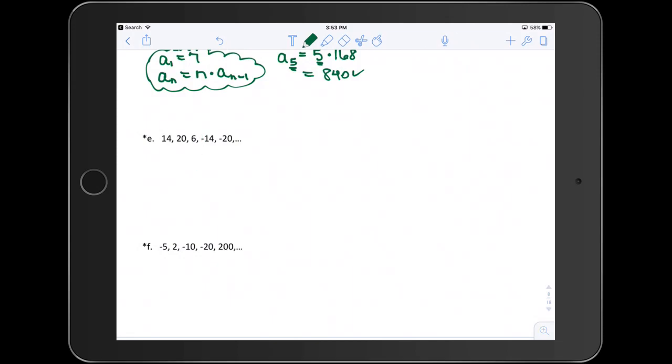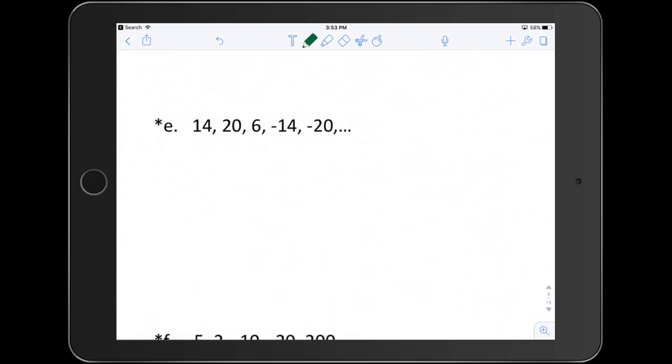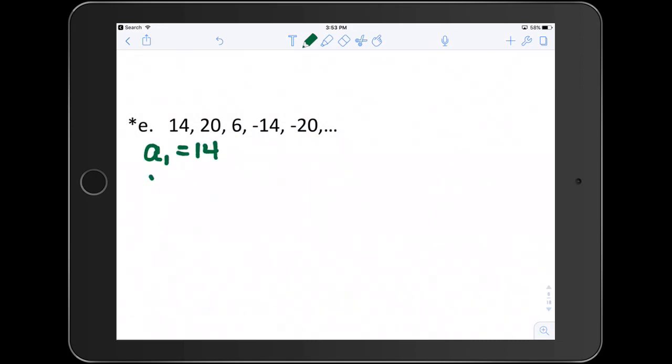Notice that both E and F are starred. So what I might do with these really quickly is know that we're dealing with a sub 1 equals 14, a sub 2 is equal to 20. Can you see what you do to those two to get to the third term? So what are you doing with these to get to this? And looking at it, you can pretty much see that you're going to take 20 minus 14 to get 6.